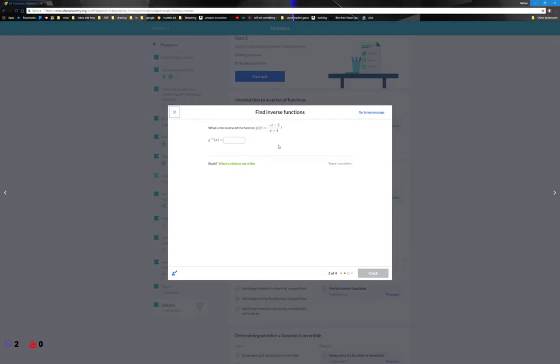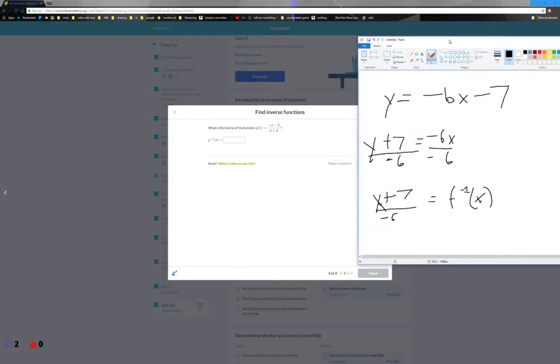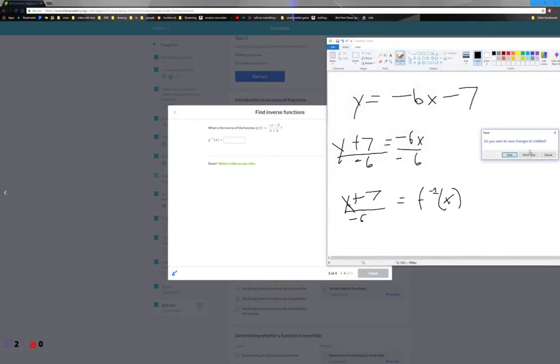What is the inverse function of g of x equals negative x minus 2 over x plus 4? So we're going to clear this.